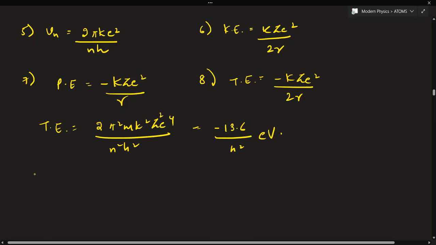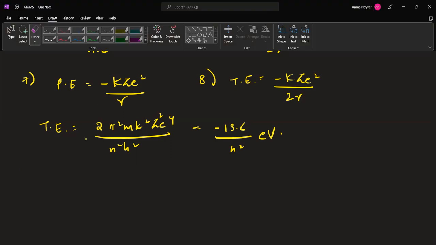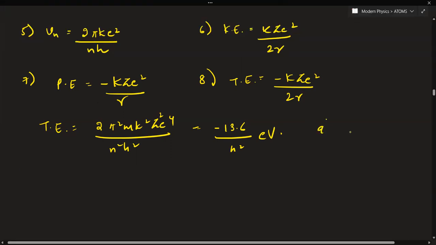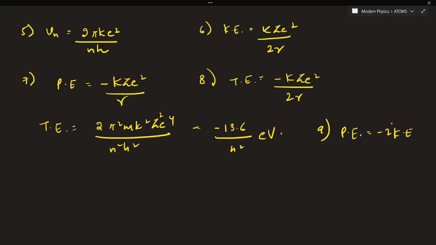Then, you have to remember the relationship between total energy, kinetic energy and potential energy, so as to ease your calculation. So potential energy is what? Minus 2 times kinetic energy. So if you are given kinetic energy, no need to calculate, just double it and add a negative sign.